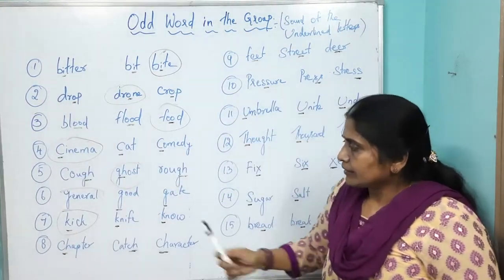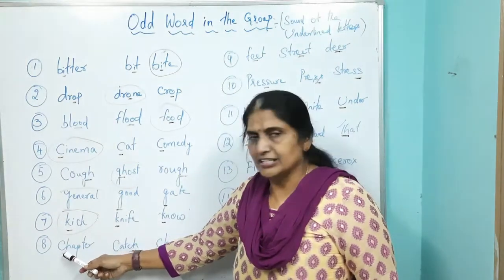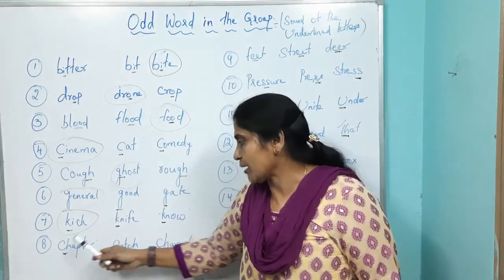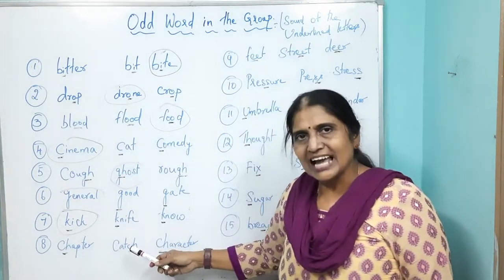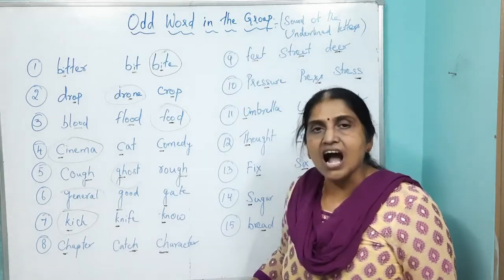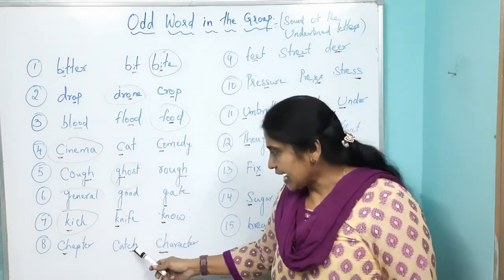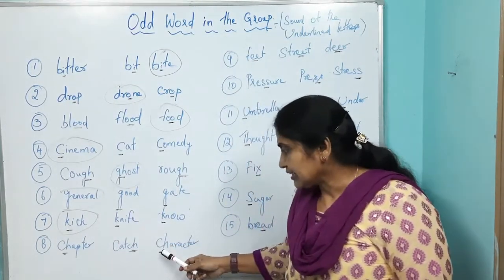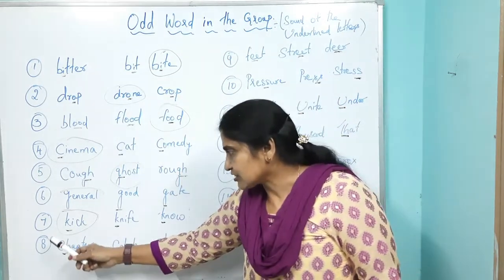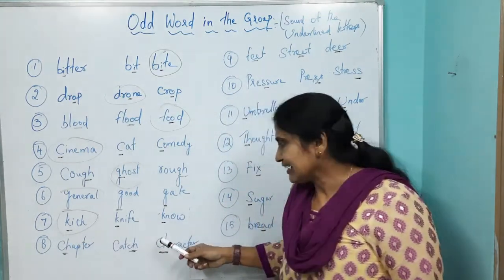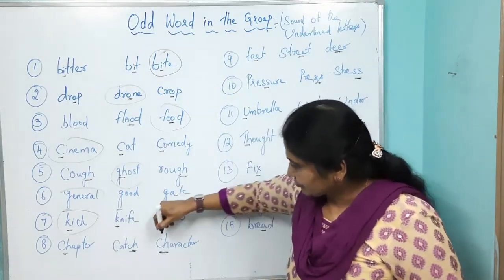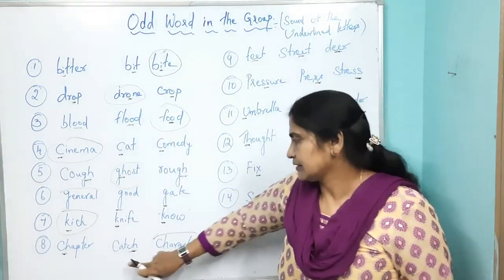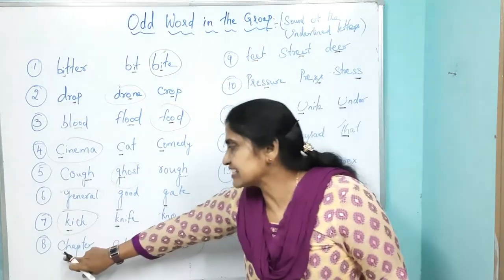okay, next group. Chapter, catch, character. CH is the underlined letter. Chapter, cha; catch, cha; character, ka. This is the ka sound. Character, ka; catch, cha; chapter, cha.